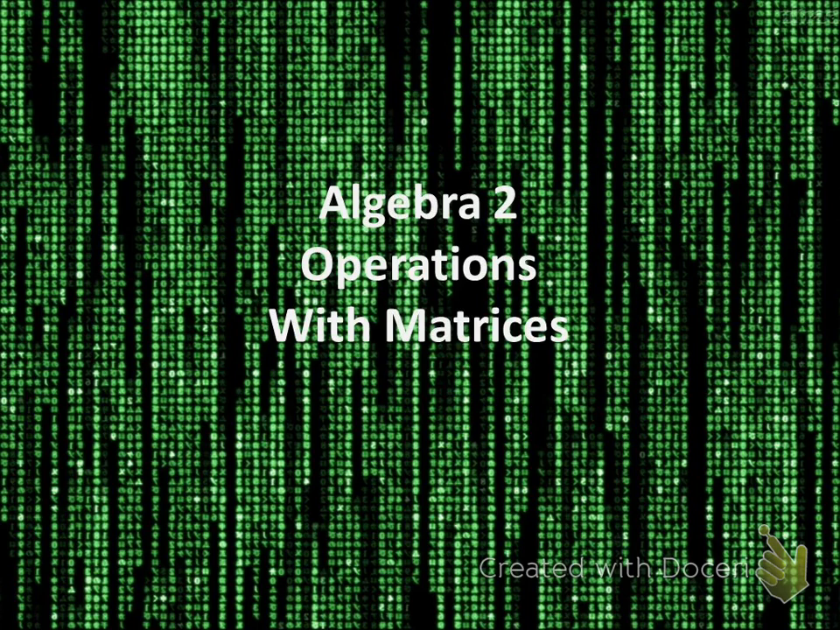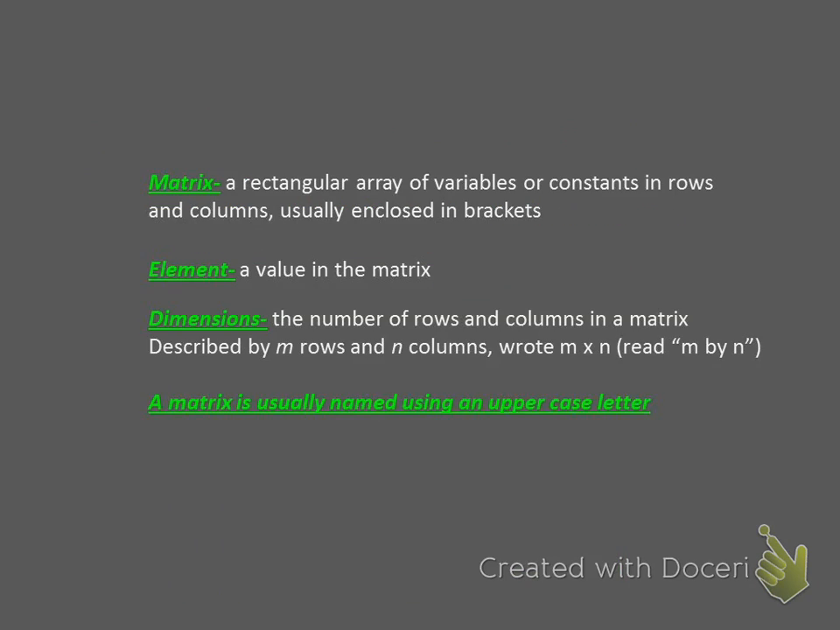Operations with matrices, here we go. Definitions. Matrix: it is a rectangular array of variables or constants in rows and columns, usually enclosed in brackets. That definition is very, I think, confusing. This will help you out.